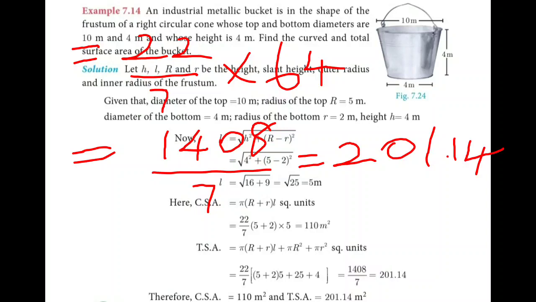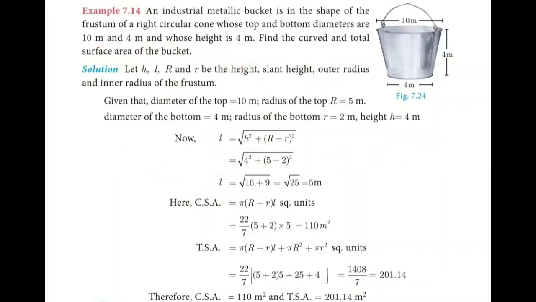Then 22 into 64 we get 1408. Then 1408 divided by 7. After simplifying we get 201.14 meters squared. Hence CSA of the metallic bucket is equal to 110 meters squared and TSA of the metallic bucket is equal to 201.14 meters squared. Thank you.